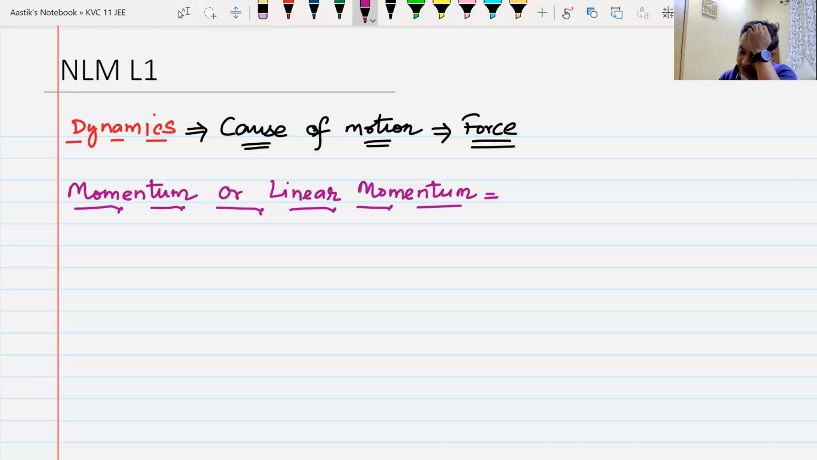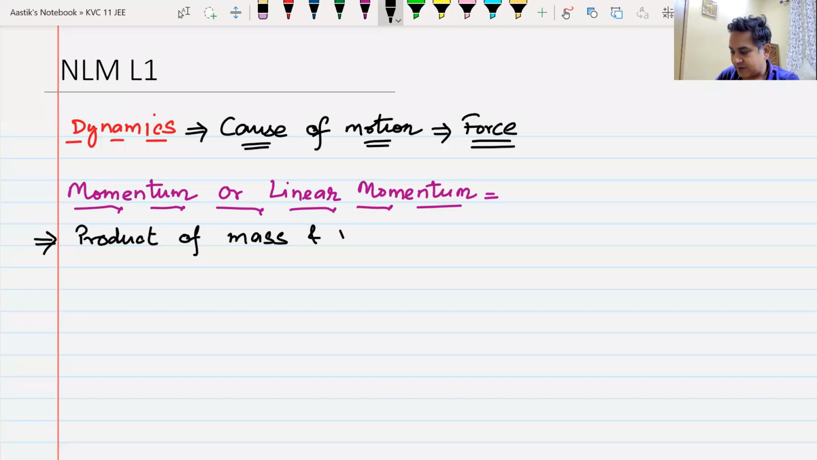You might have heard about this term, momentum or linear momentum. Any idea about this? What do you mean by momentum or linear momentum? Yes. See, it is a product of what? Mass and velocity of a particle. It is a product of mass and velocity.